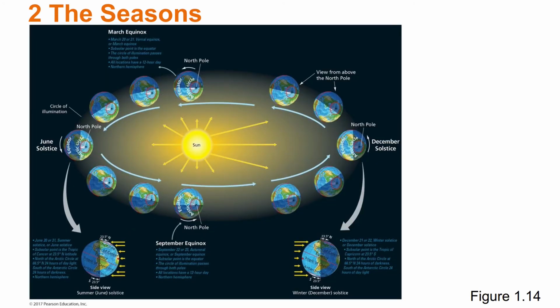So here we've got another view. This is like slices of time of the previous diagram, showing going from the June solstice, to the September equinox, to the December solstice, back to the March equinox, showing the combination of those 5 factors that cause seasons, and then showing the side view at the June solstice and the side view at the December solstice.